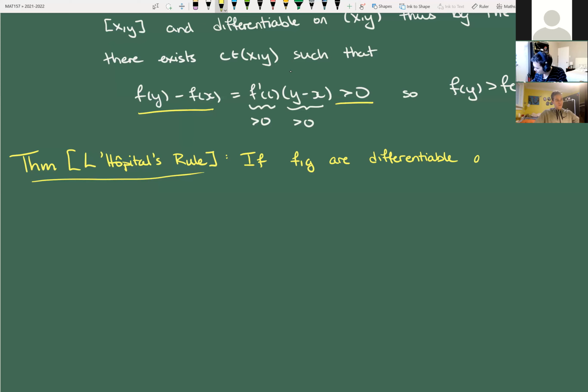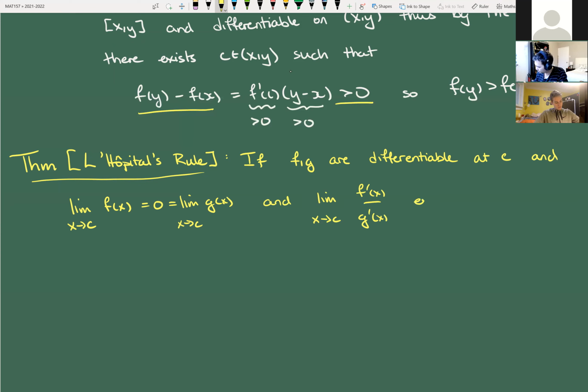So if f and g are differentiable at c, and both the limit as x approaches c of f of x is equal to 0, is equal to the limit as x approaches c of g of x, and I know that's probably too many ands, but whatever, and the limit exists, then the limit of f of x over g of x is the limit of f prime of x over g prime of x. Okay.